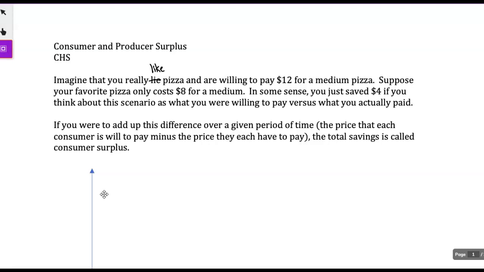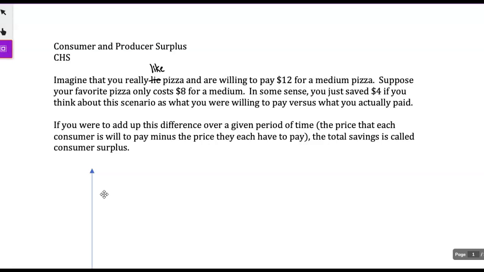Now, it's not like it was ever actually $12 and you had a coupon, and so you physically saved $4 this time. It's sort of like, hey, I feel like I'm getting a deal because I'm paying less than what I would actually be willing to pay. So the difference between the price that you're willing to pay and the price that you actually pay is called a surplus. So I was willing to pay more than I'm being asked to pay.